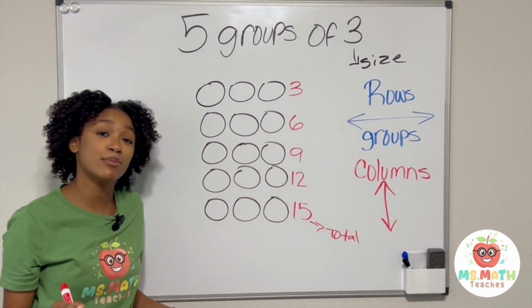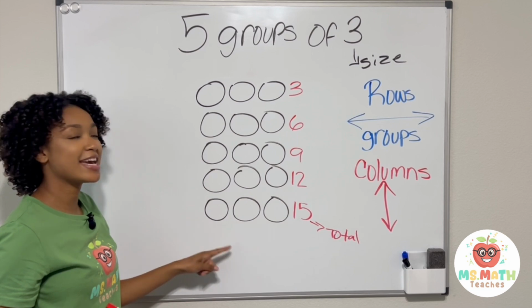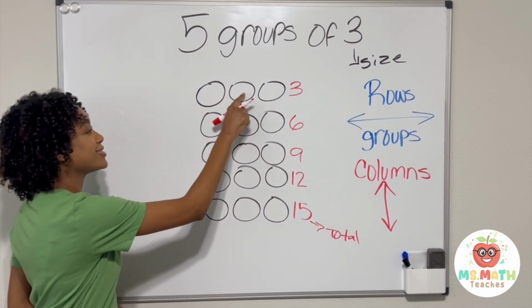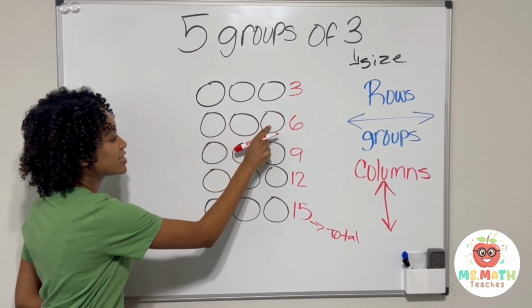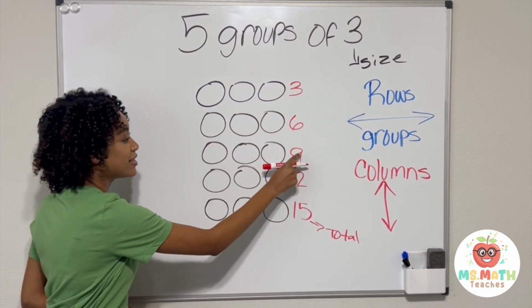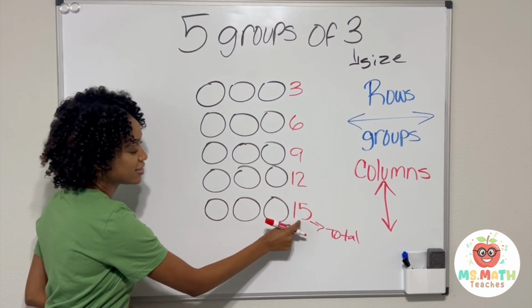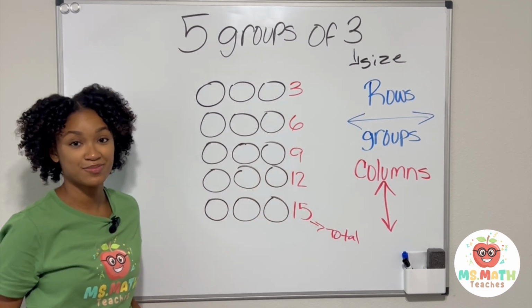How can I also double check the total? Count everything inside your array. Ready? 1, 2, 3, 4, 5, 6, 7, 8, 9, 10, 11, 12, 13, 14, 15. That's how I got my total.